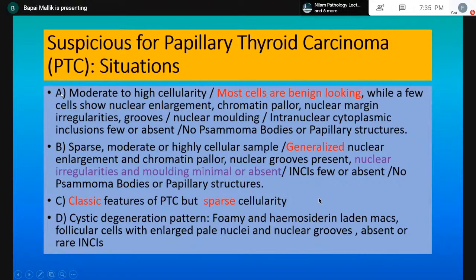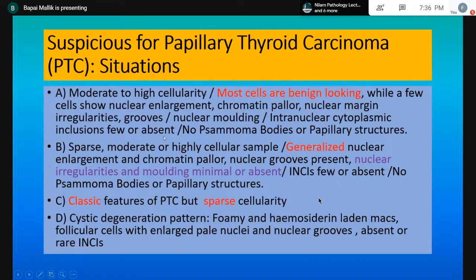In situation A, I'm just calling it A, the cellularity is moderate to high, but most of the cells are benign looking, right? So most of the cells are benign looking, moderate to high cellularity, but there are a few cells which are going to show nuclear enlargement, chromatin pallor, nuclear margin irregularities, grooves, nuclear moldings. So these are found in a small proportion of cells in a situation where most of the cells are benign.